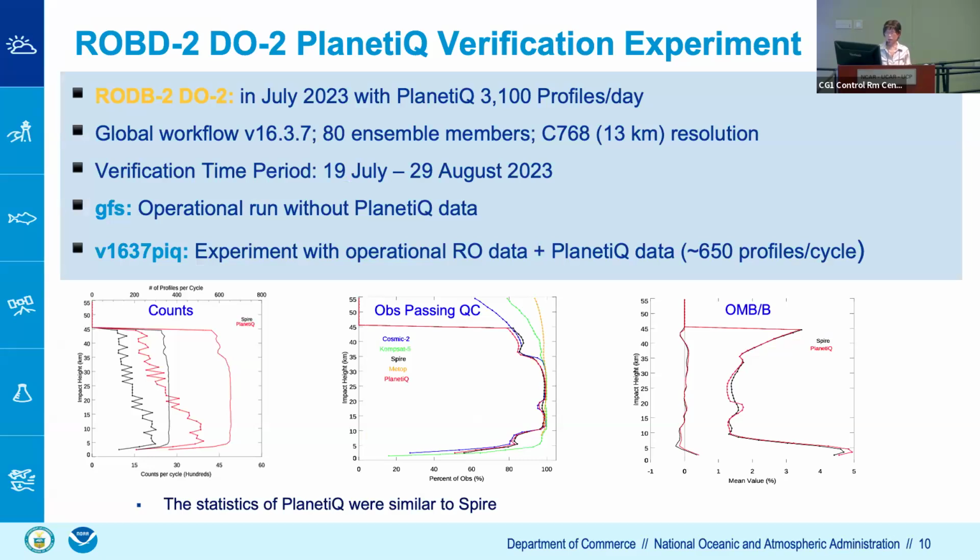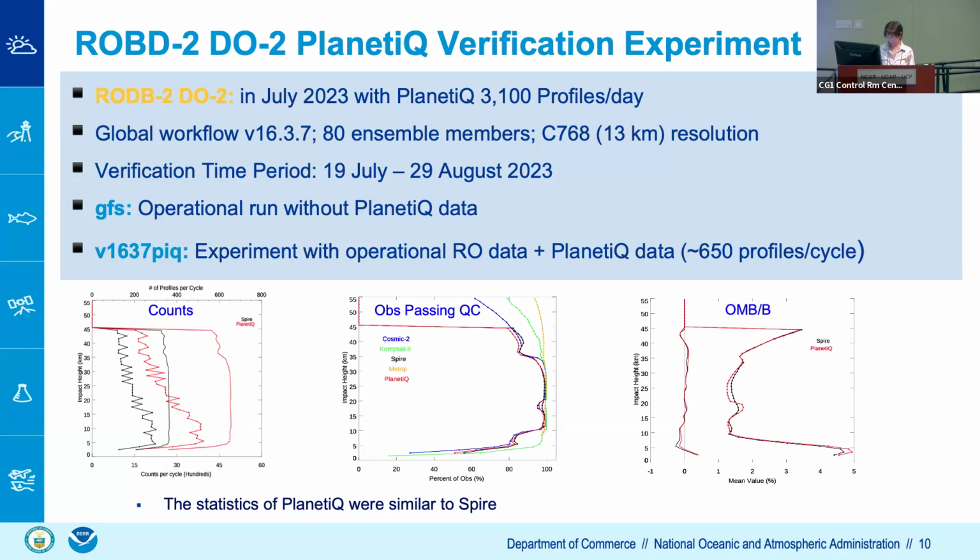And moving on to the verification experiment for RODB2, this is for DO2 PlanetiQ data. And for this experiment, we use full resolution, 13 kilometer resolution, and the control is actually the operational run, the GFS. The verification period is from July to August of last year. And the PlanetiQ data is about 2,600 profiles per day during that period.